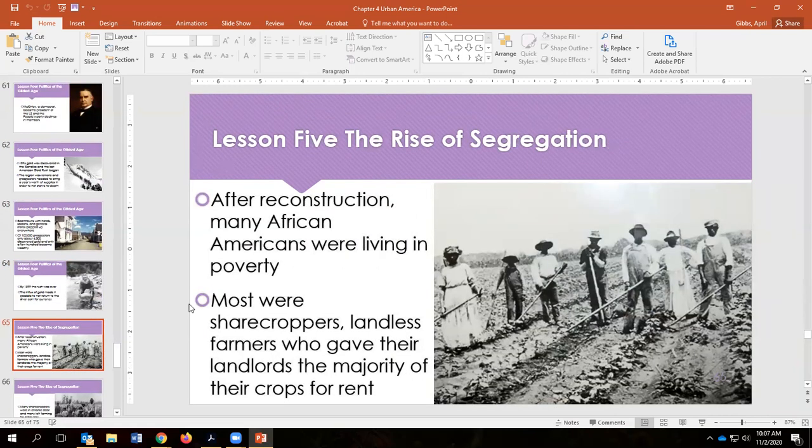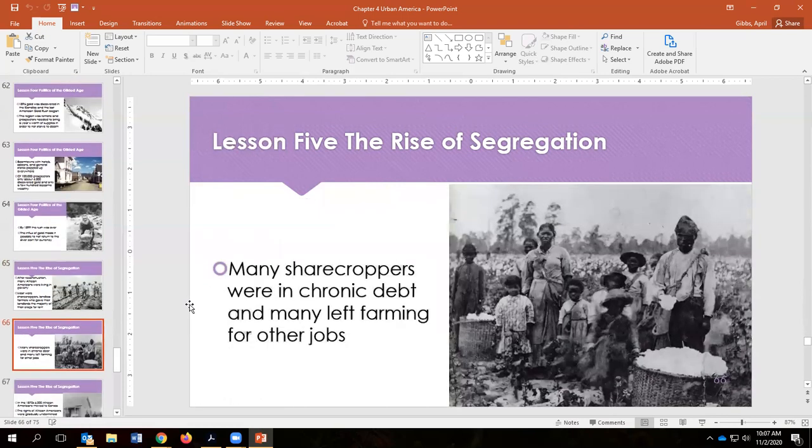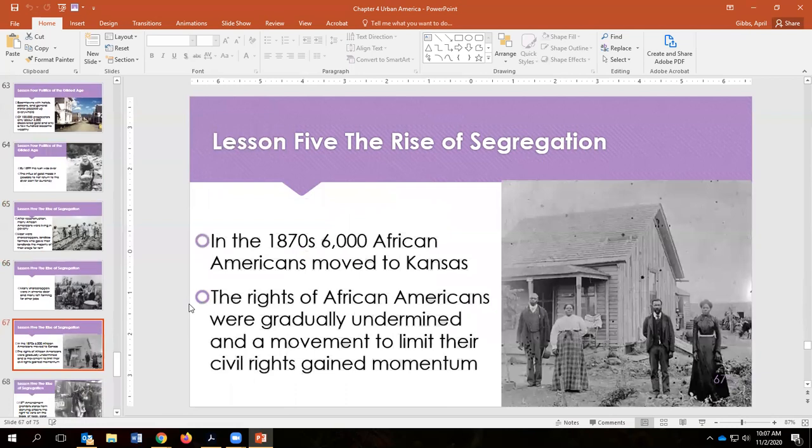Lesson 5, talking about the rise of segregation now. After Reconstruction, many African Americans were living in poverty. Most were sharecroppers, which are landless farmers who gave their landlords the majority of their crops for rent. Many sharecroppers were in chronic debt and many left farming for other jobs. Debt means you owe money. In the 1870s, 6,000 African Americans moved to Kansas.